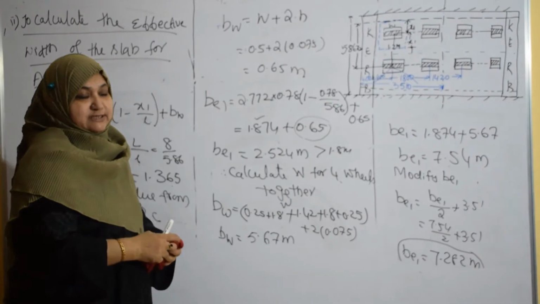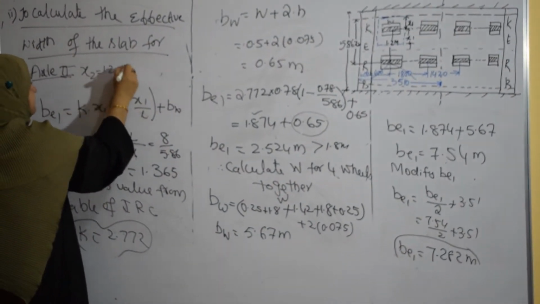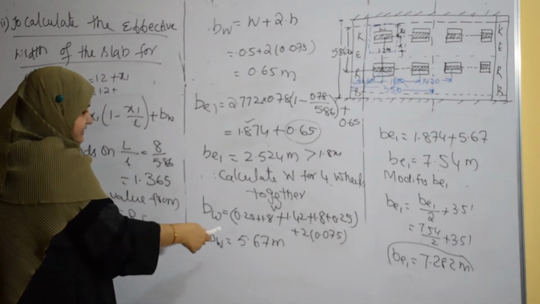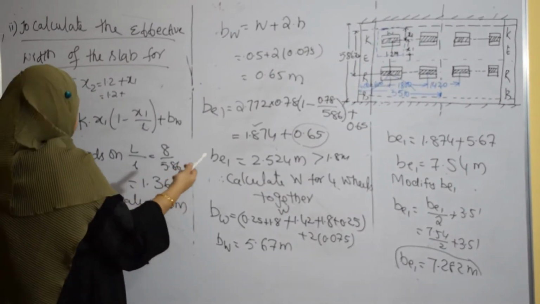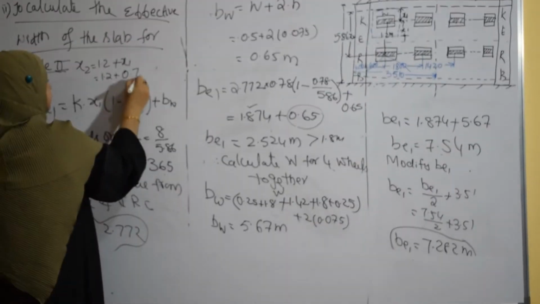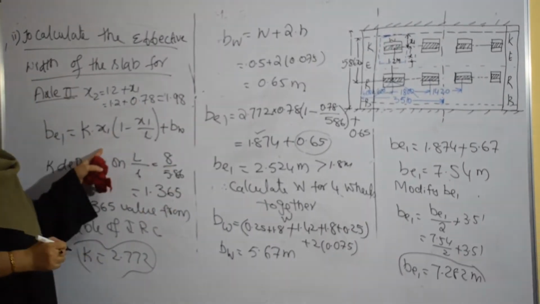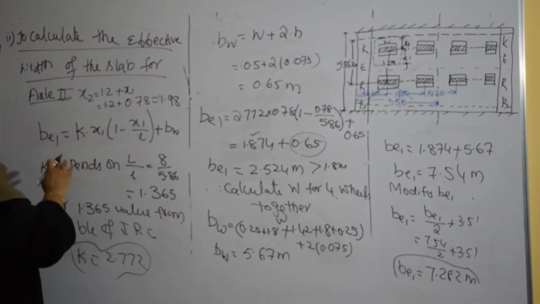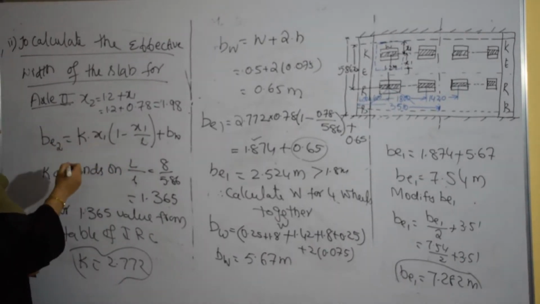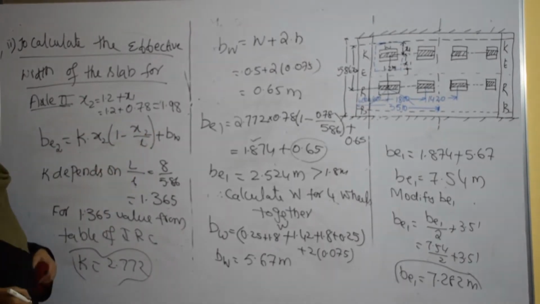Same support we should consider. So x2 is equal to 1.2 plus x1. The x1 we have already calculated was 0.78. So this comes out to be 1.98. So wherever x1 is there, the formula holds good. Now we are calculating the effective width for the second axial. Earlier we calculated for the first axial. So wherever x1 is there, we are just replacing it by x2.